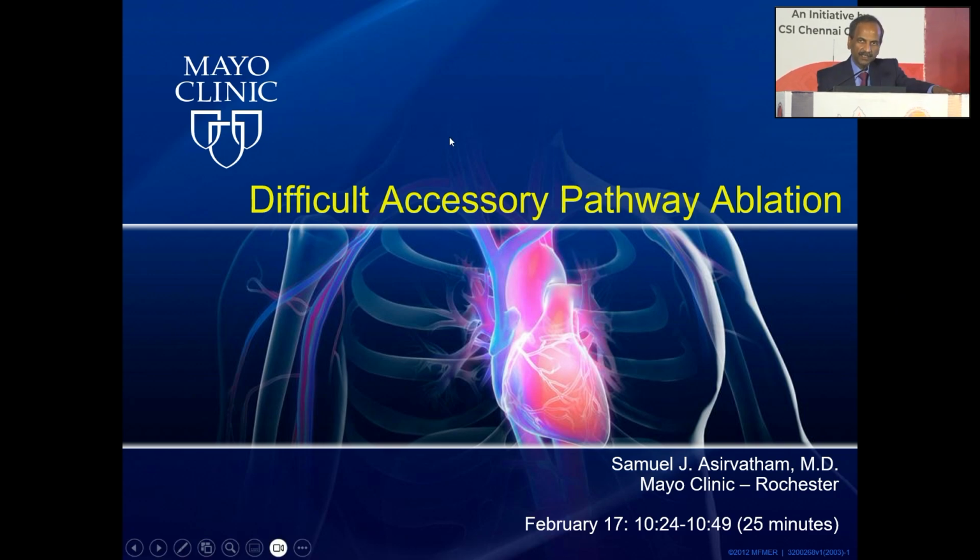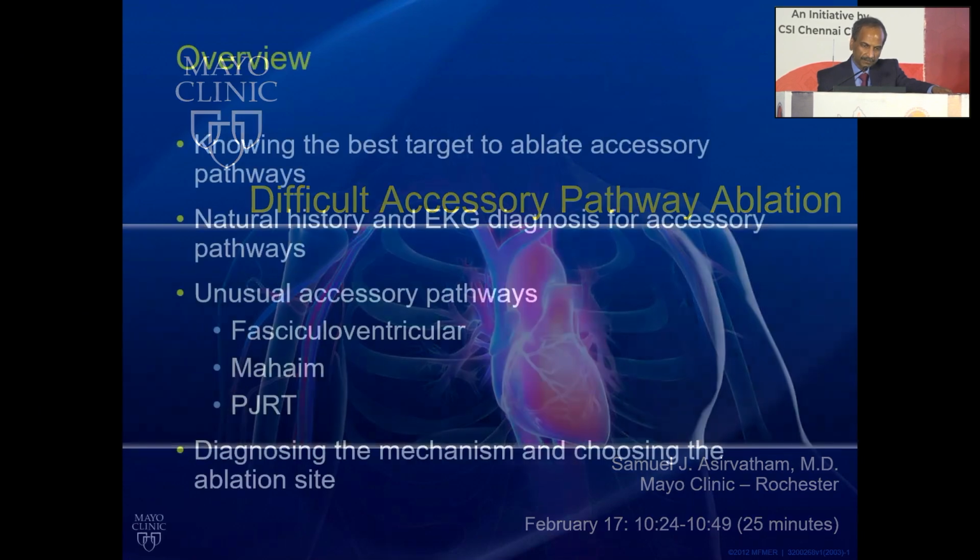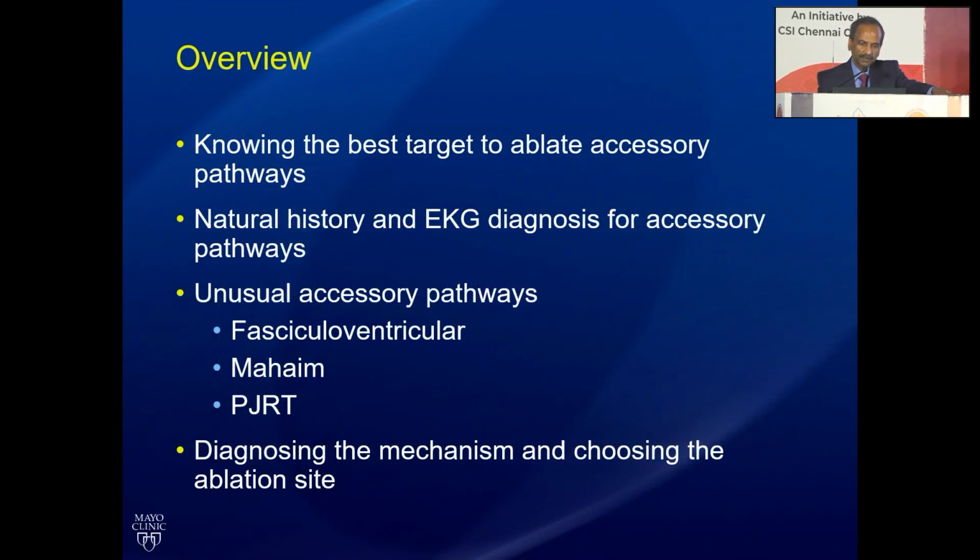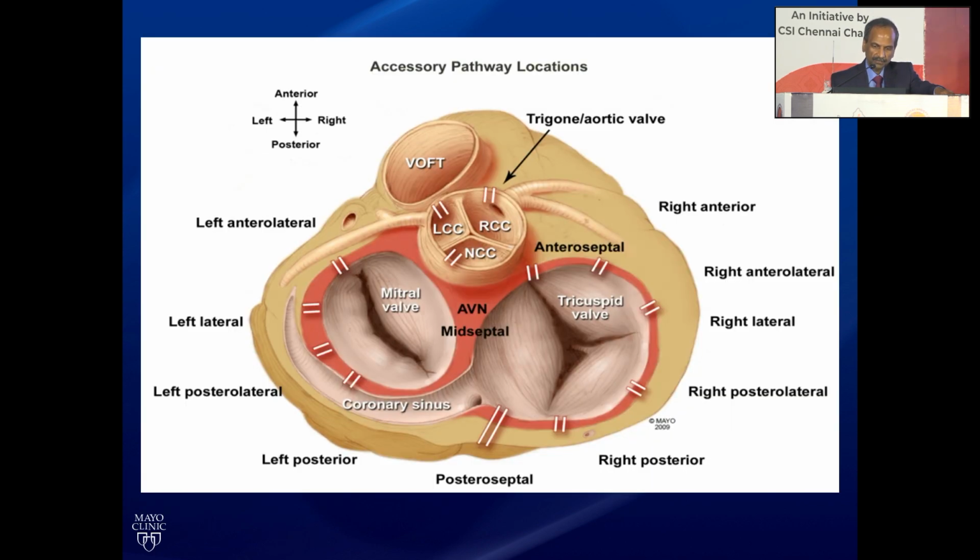So, difficult accessory pathway ablation. A few things. You can get difficult ablation because the diagnosis is wrong. It was not a pathway causing the tachycardia. It can be an unusual tachycardia, an unusual type of pathway, or it's difficult to ablate because of its location. Most of the time, these will be the 3 reasons for difficulty. So let's talk a little bit about each.